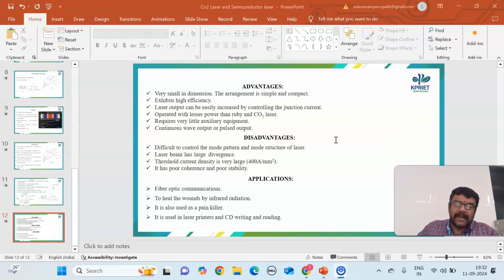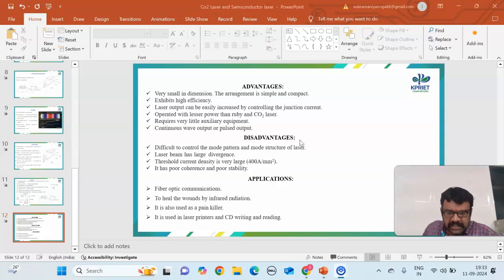As far as the semiconductor laser is concerned, similar to the carbon dioxide laser, it also has some advantages, disadvantages and applications. The advantages are that it is very small in dimension. The arrangement is simple and compact. It exhibits high efficiency. Laser output can be easily increased by controlling the junction current. It operates with less power than the ruby and carbon dioxide lasers. It requires very little auxiliary equipment. Continuous wave output or pulse output can be produced, like the carbon dioxide laser.